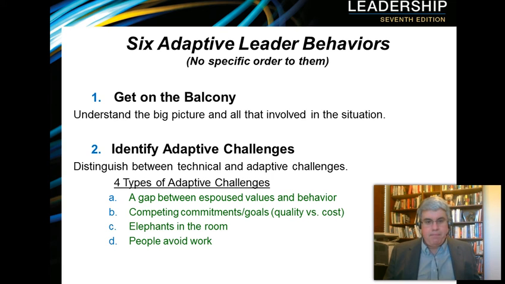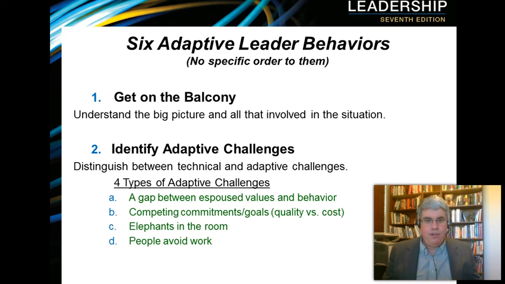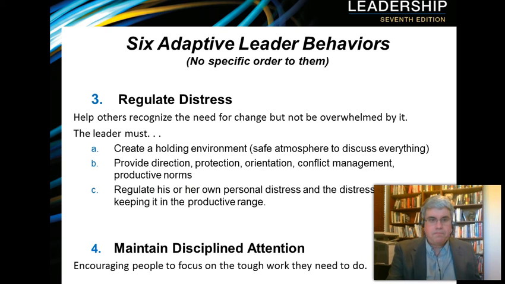And then a fourth type of common adaptive challenge is that people have this tendency to avoid work. They might prefer doing certain types of work, but there's other types of work that they avoid, and the adaptive leader needs to address this.